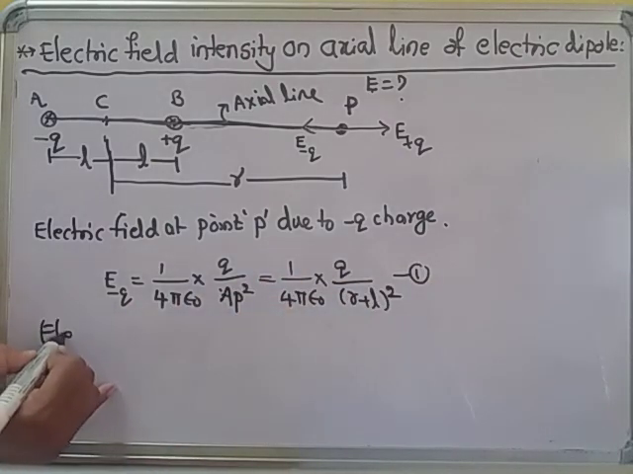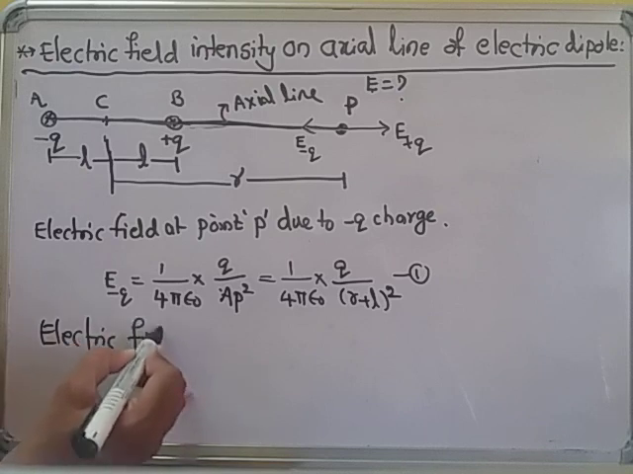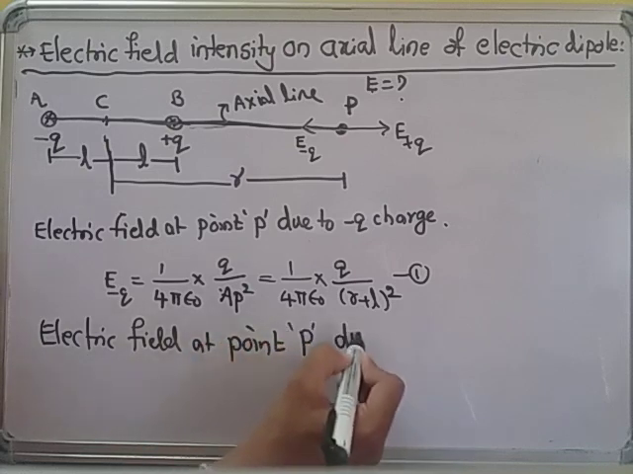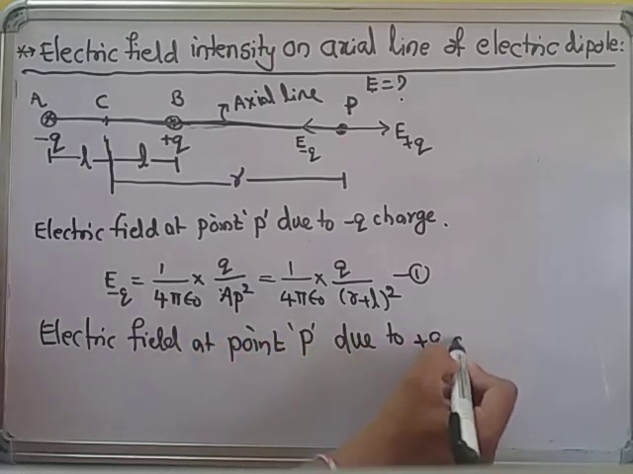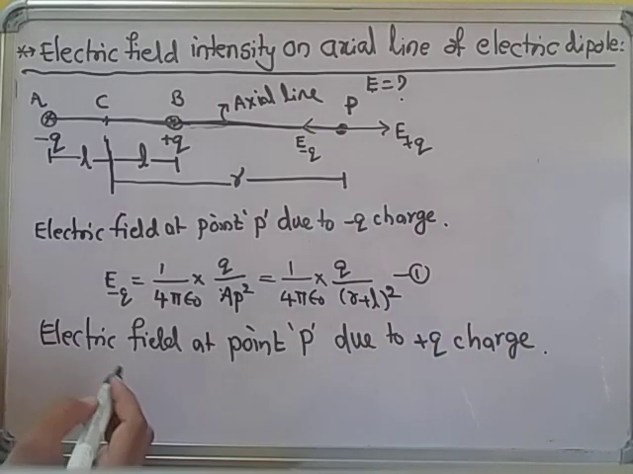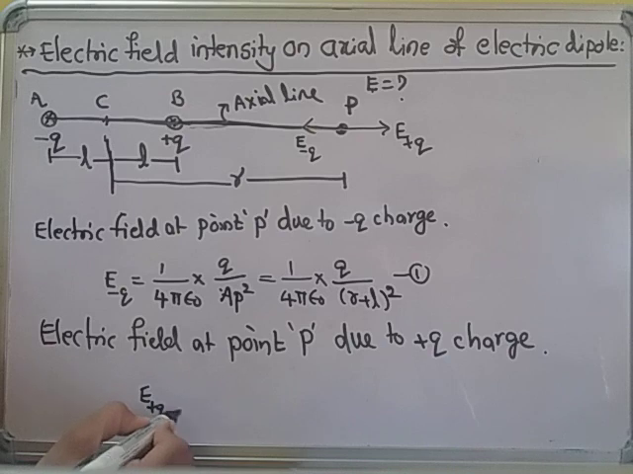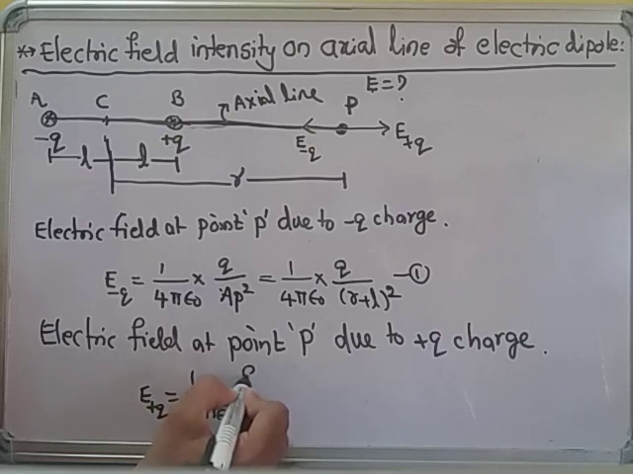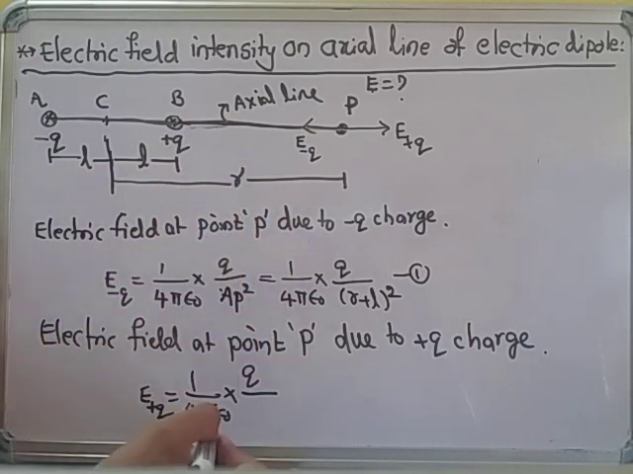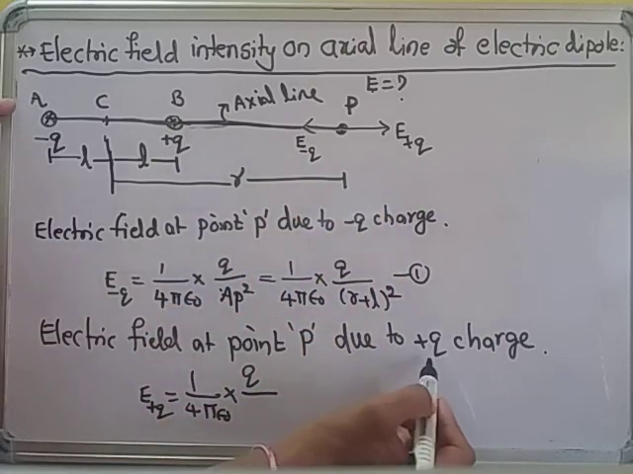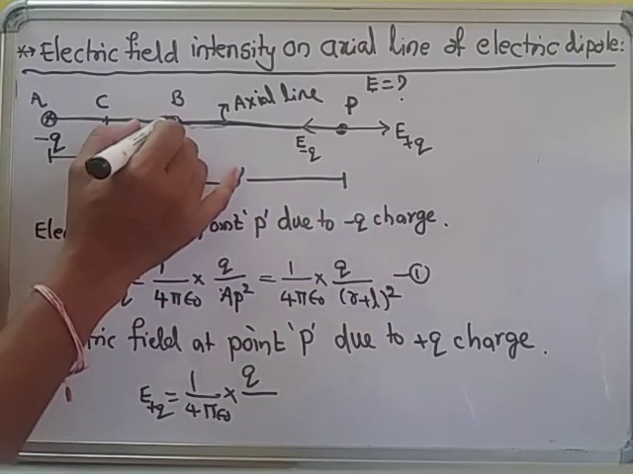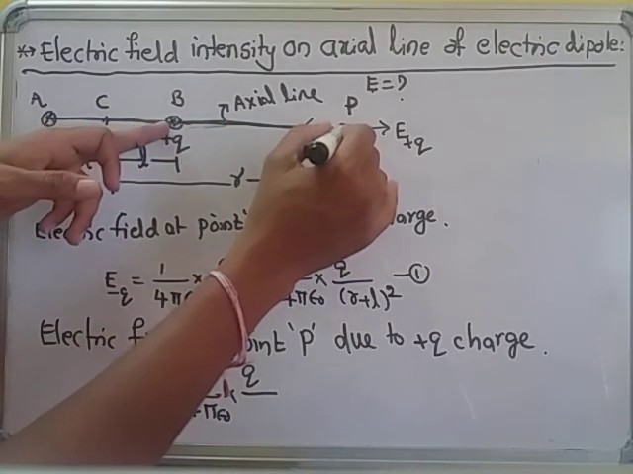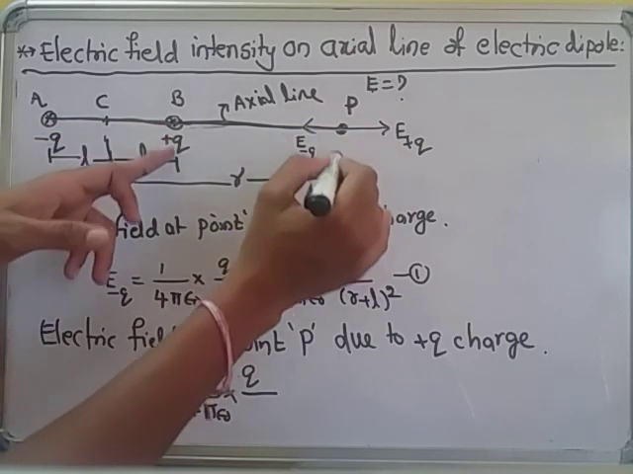And now I want the electric field at point P due to minus q charge, that is completed, and now I want the plus q charge. That is the electric field due to plus q charge, E plus q. Its formula is the same, 1 by 4 pi epsilon naught into q by its distance. I want the plus q charge distance now. Electric field at point P due to plus q, meaning we have to take the plus q distance.